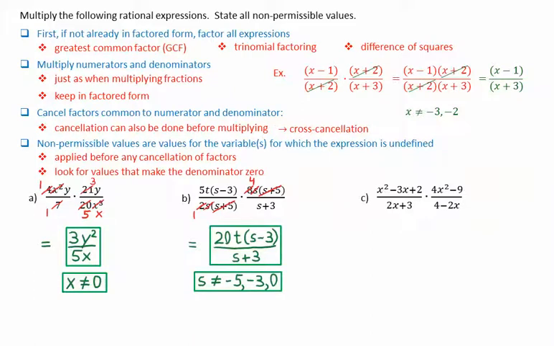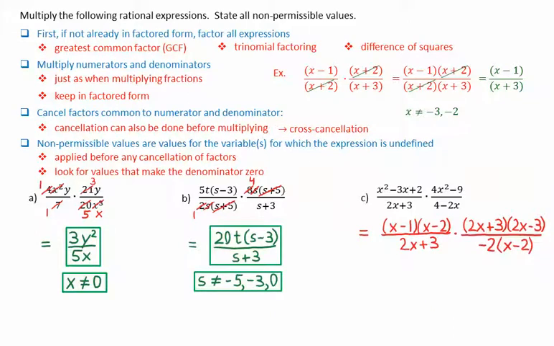For example C. First thing we have to do here, which we didn't have to do for the first examples, is do some factoring. The x squared minus 3x plus 2 factors to x minus 1 times x minus 2. The denominator for the first expression remains as 2x plus 3. The numerator of the second expression, it's a difference of squares, so we get 2x plus 3 times 2x minus 3. And the denominator of the second expression, we can factor out a negative 2.